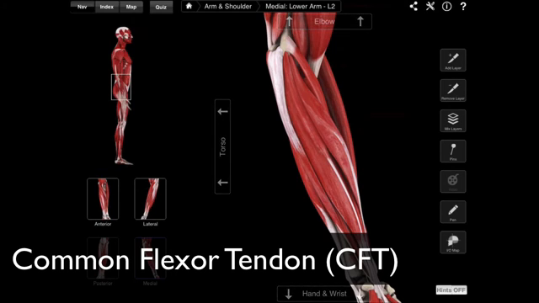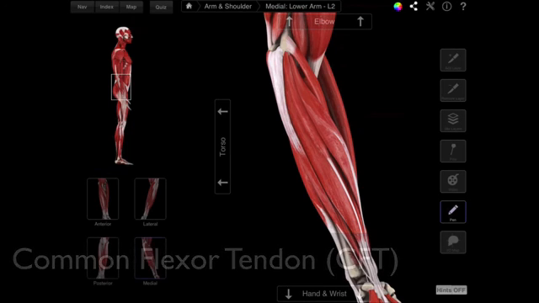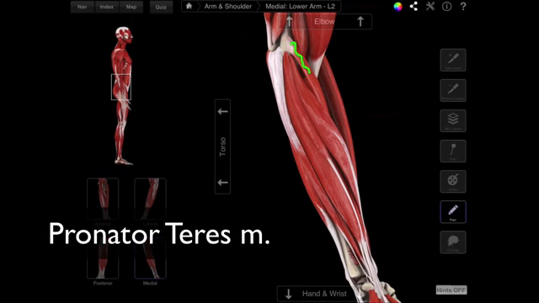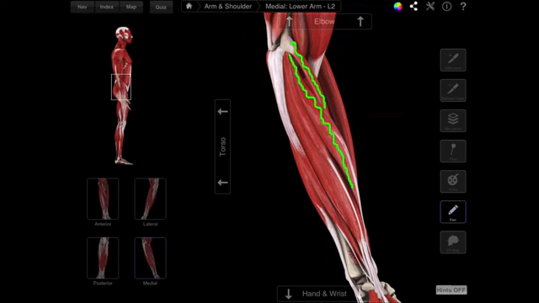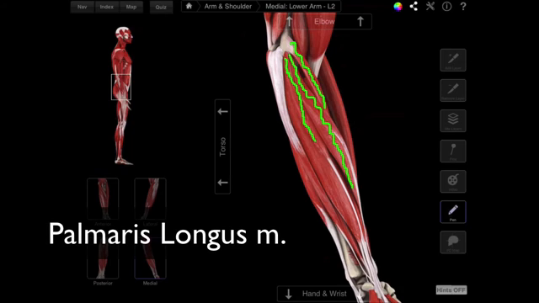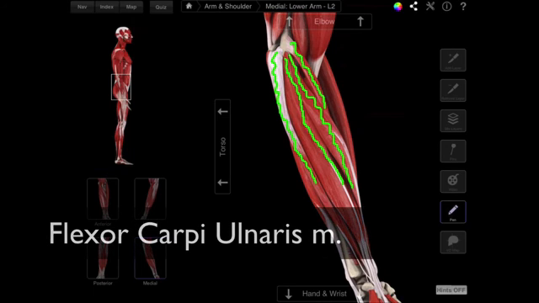The first muscle coming off of that common flexor tendon is going to be your pronator teres. That's the first P, pronator teres. The second is going to be your flexor carpi radialis. That's the first F. The third is going to be your palmaris longus. And then the fourth is going to be the one that we just spoke about, the flexor carpi ulnaris. So that's the PF and the PF.